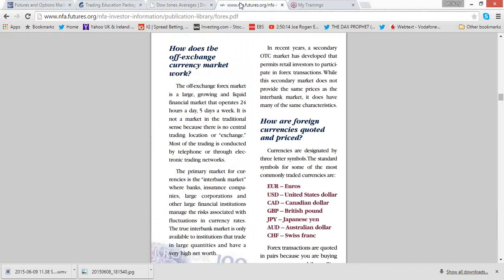We have 3 commonly known lot sizes: the standard lot, the mini lot, and the micro lot. As we have discussed, a standard lot represents 100,000 units of currency, whereas a mini lot represents 10,000 and a micro lot 1,000 units of any currency. A 1 pip movement in a standard lot corresponds with a $10 change.